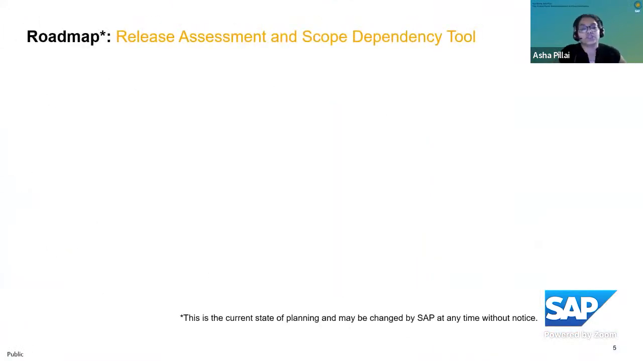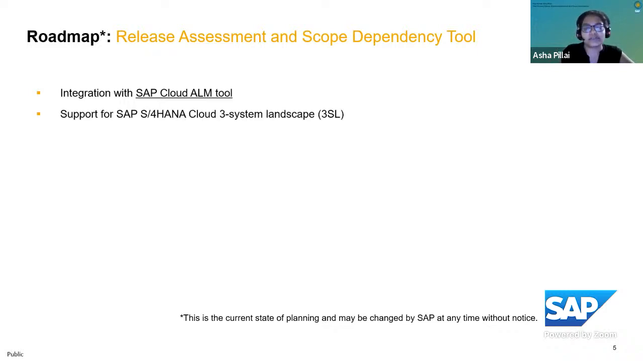So I would like to tell you about some of the roadmaps that we are working on for this tool. Integration with SAP Cloud ALM tool. SAP Cloud ALM tool is used for application lifecycle management for SAP products. And the idea is to export these line items as tasks to SAP Cloud ALM, so customers can access these line items as tasks and do the delegation or work upon it and do the necessary preparation for their upgrade or release.